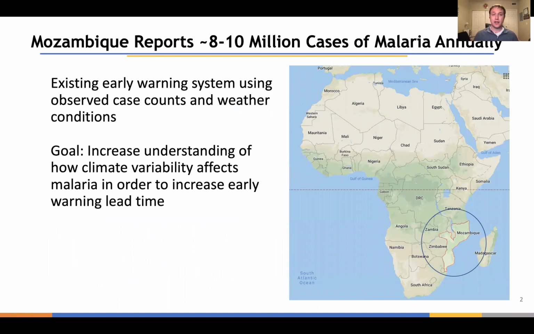And because of this, they developed an early warning system which uses observed case counts and observed weather conditions to try to forecast future outbreaks of malaria. The goal of this project was to increase our understanding of how climate variability affects malaria in order to increase the early warning lead time.